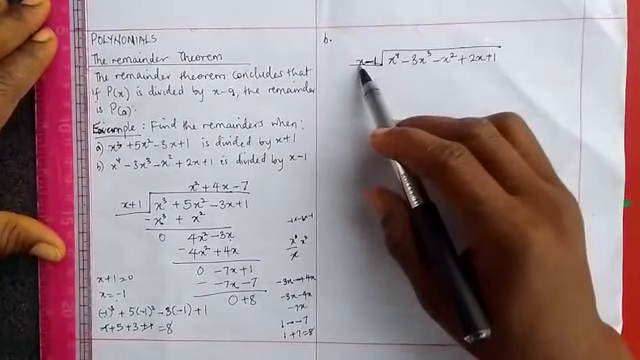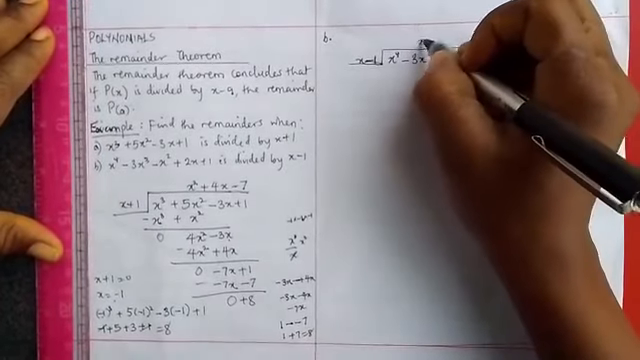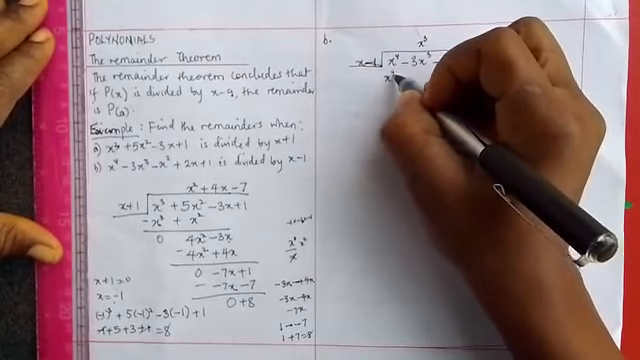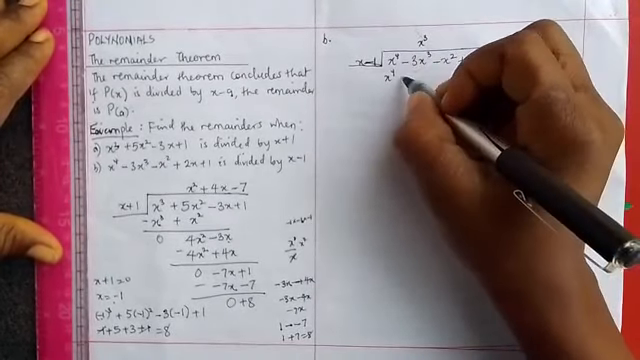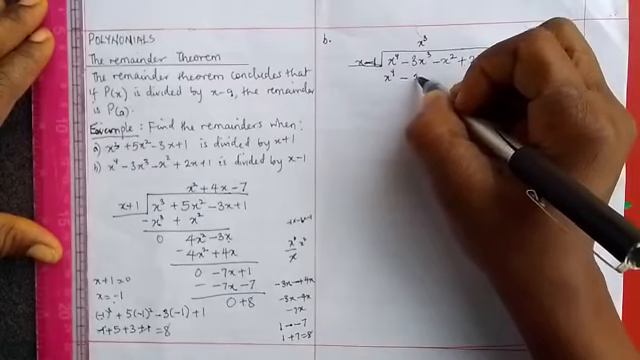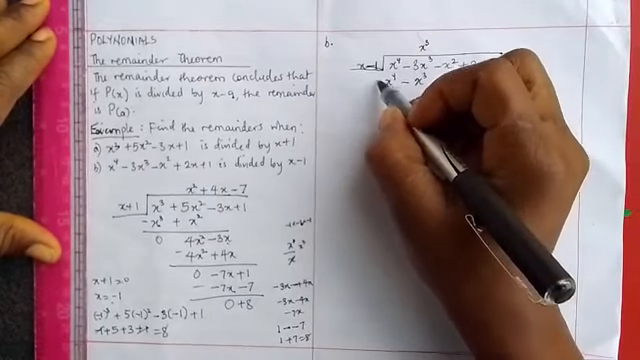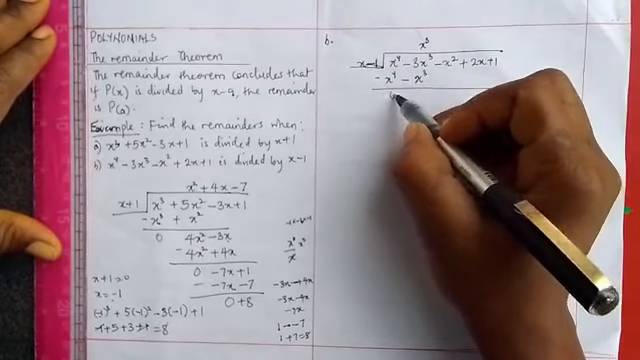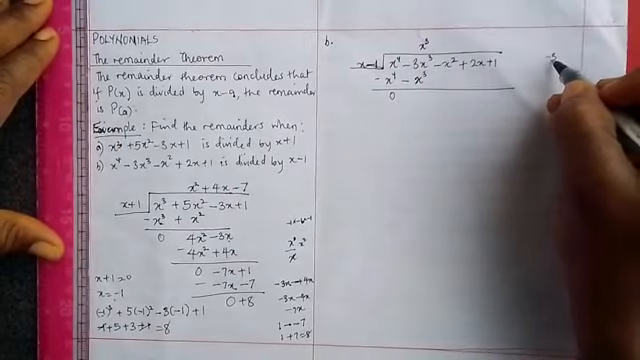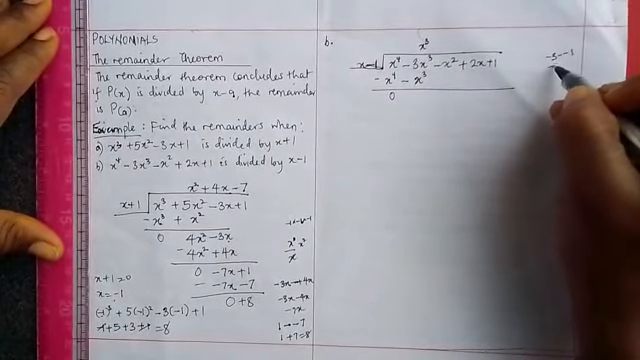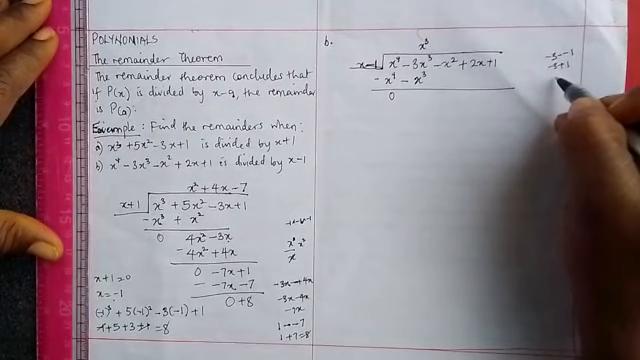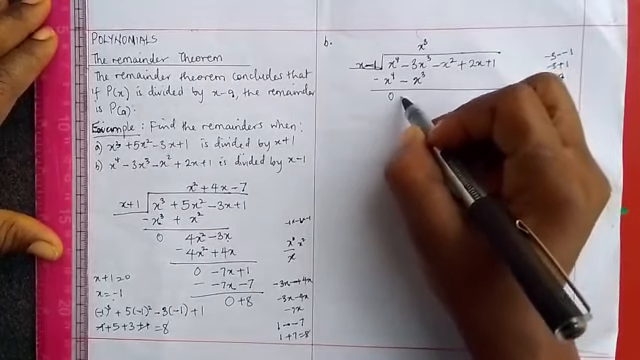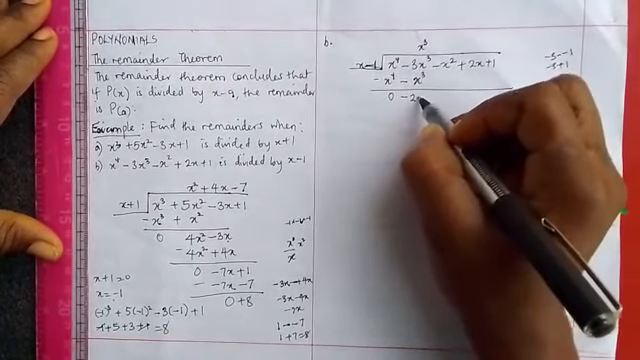x raised to the power of 4 divided by x will give you x raised to the power of 3. x raised to the power of 3 multiplied by that gives you x raised to the power of 4. Minus 1 times this will give you minus x raised to the power of 3. Subtract. This is 0. Minus 3 minus 1, so we have minus 3 plus 1. So we have minus 2. Okay, so now we have minus 2x raised to the power of 3.